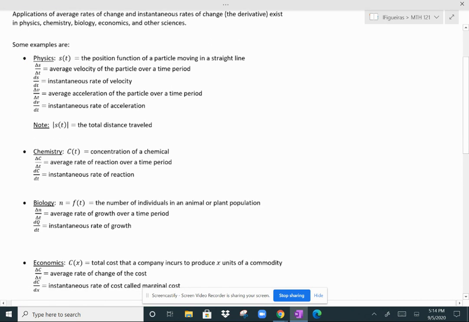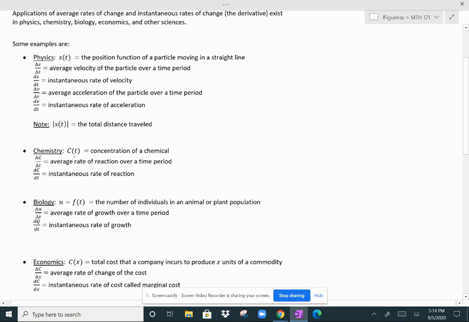Then chemistry, here's an example. If we let C of t be the concentration of a chemical, then the change in the concentration over the change in time is the average rate of reaction of that chemical over some time period. And dC/dt is the derivative, which is the instantaneous rate of reaction of that chemical. Again, we're using calculus here to compute the derivative.